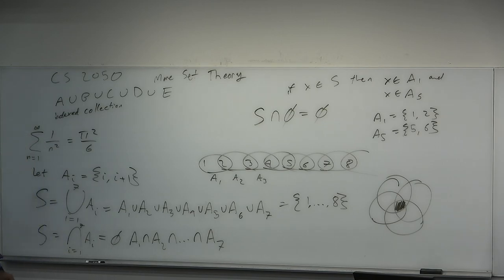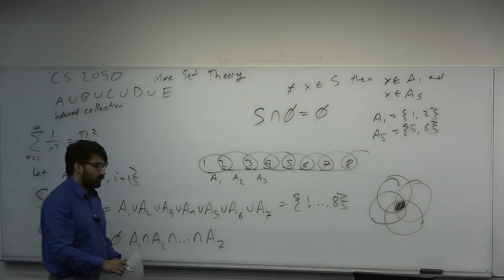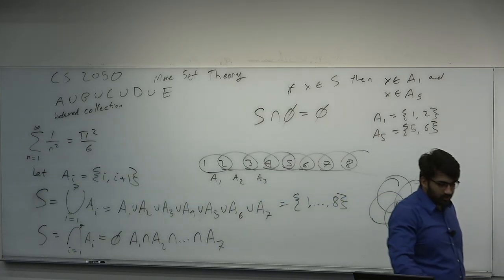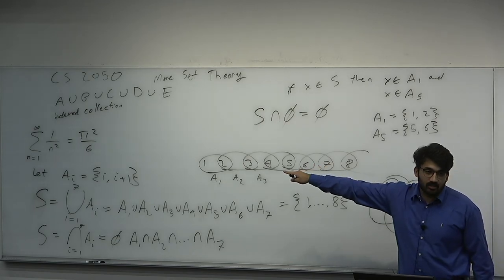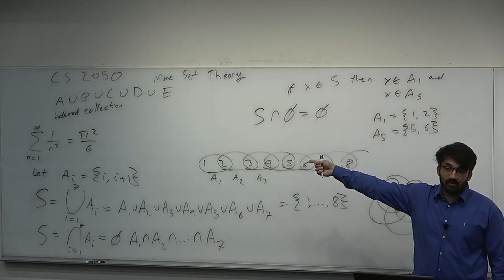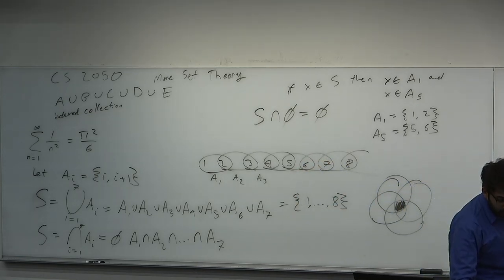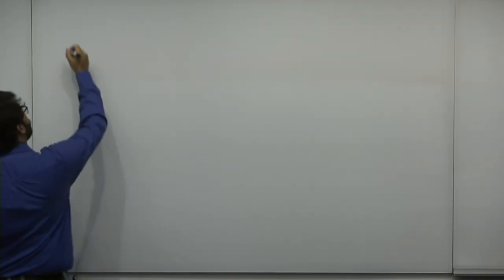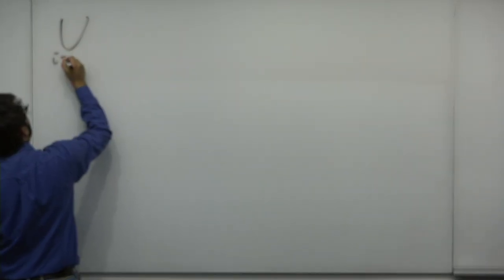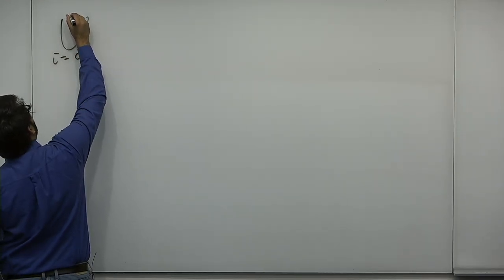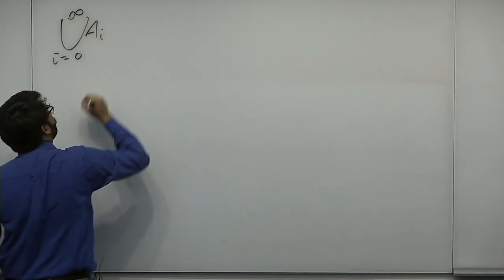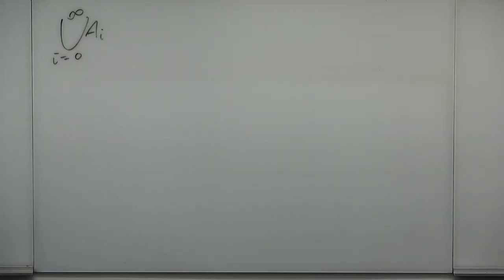Now, here's one of the greatest advantages of doing indexed collections: it allows you to take an infinite union. This is like an infinite summation. You probably introduced that first, before having the infinity sign there, you would probably introduce a finite summation, taking a sum of finitely many elements. But you could actually do infinitely many unions, or intersections. What is the union from i equals 0 to infinity of A_i? We're taking an infinite union.